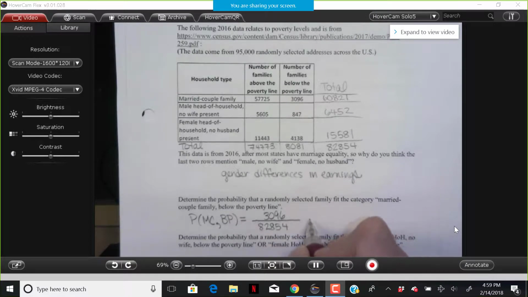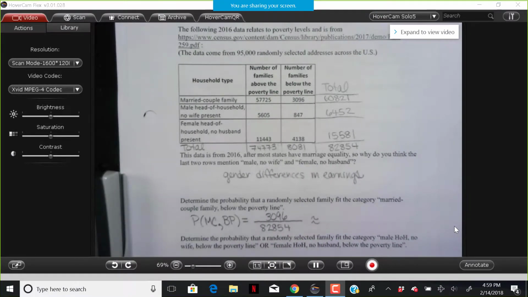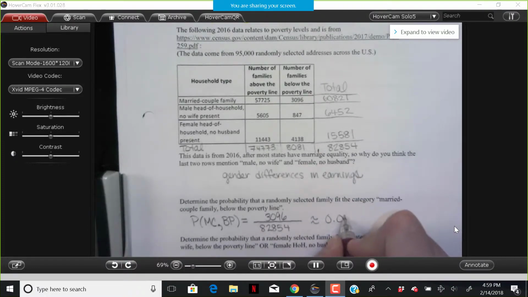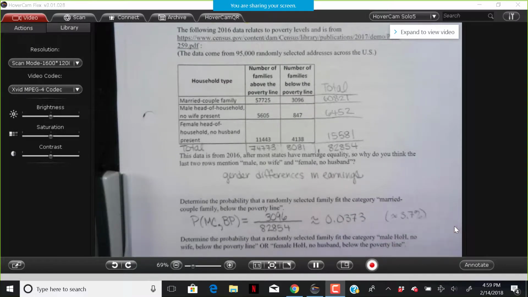And I'm just going to get this as a decimal. So about 0.0373. So that would be about 3.7% of the households in the survey for a married couple living below the poverty line.